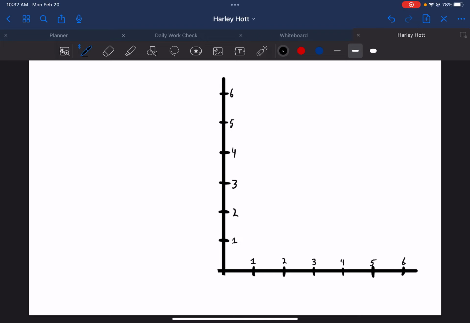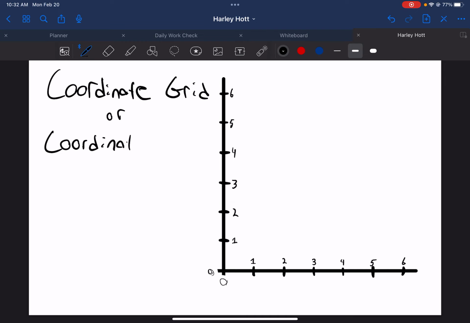Okay, so let's begin. What we talked about last week, a little bit more than last week, we started off with a little bit of review. First off, this is something you've seen before. This is the point 0, 0. This is called the coordinate grid. It can also be known as the coordinate plane. Either one works. I tend to say coordinate grid. So this is the coordinate grid.